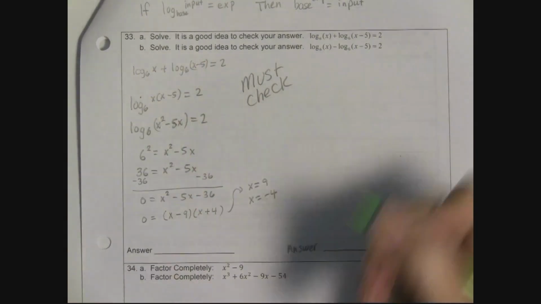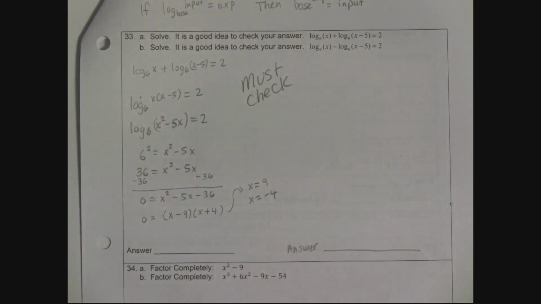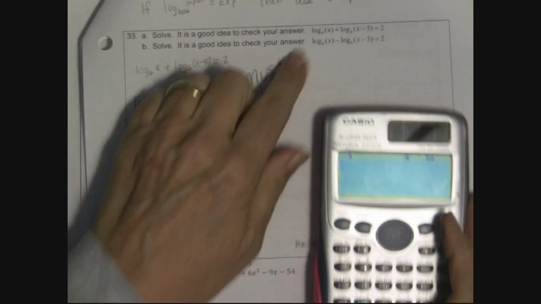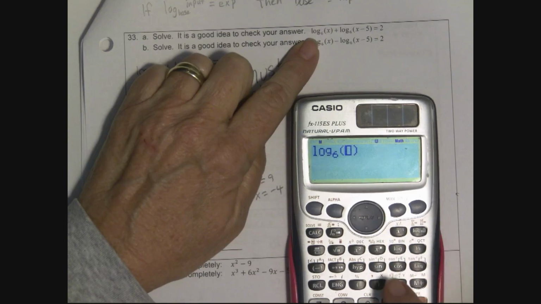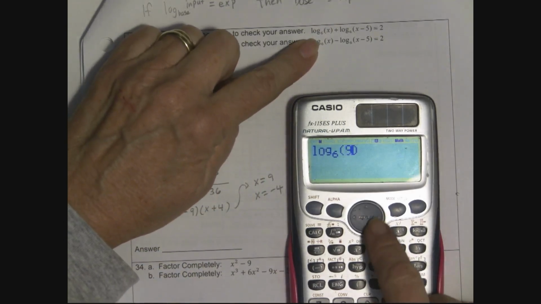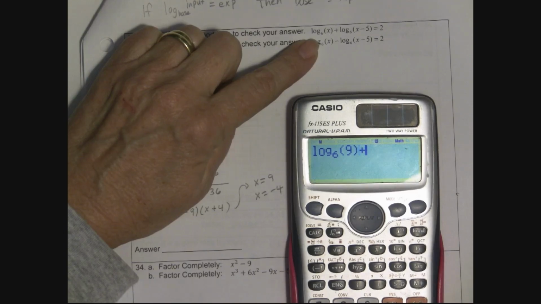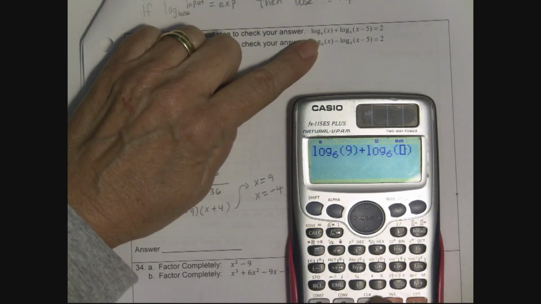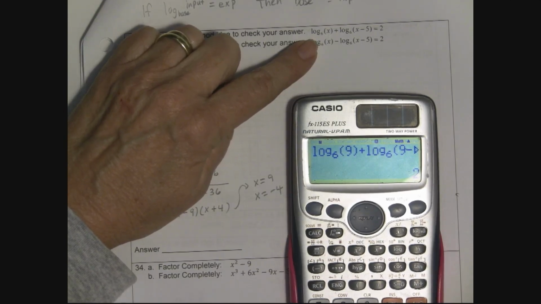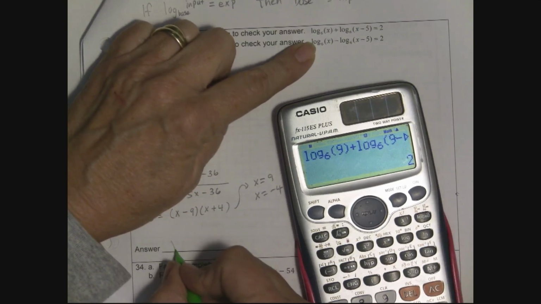Until I check it, I'm not putting it on the answer line because they have extraneous solutions, particularly when you have add and subtract. And add is even worse than subtract about having it. So here, log base 6, okay, they're the same. I'm putting in 9. 9 take away 5 gives me 2. 9 worked. So 9 comes on my answer line.